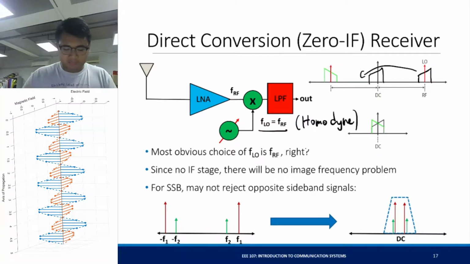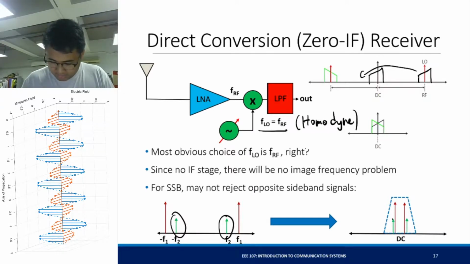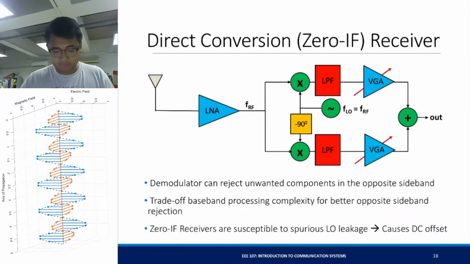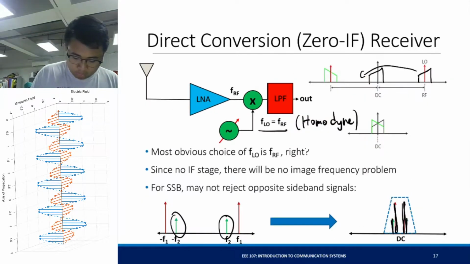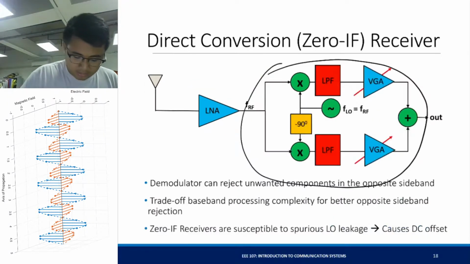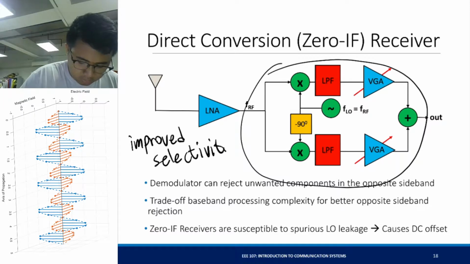For SSB, if we use SSB, well, we might not be able to reject the opposite sideband signals. So if you try to directly convert that, the interfering signal will be very close to the original signal right here. To remove that, we can expand the direct conversion to use quadrature filters. By using this quadrature filter architecture here, you will be able to remove the unwanted sidebands for your SSB. And this actually improves the selectivity compared to the architecture you saw earlier.